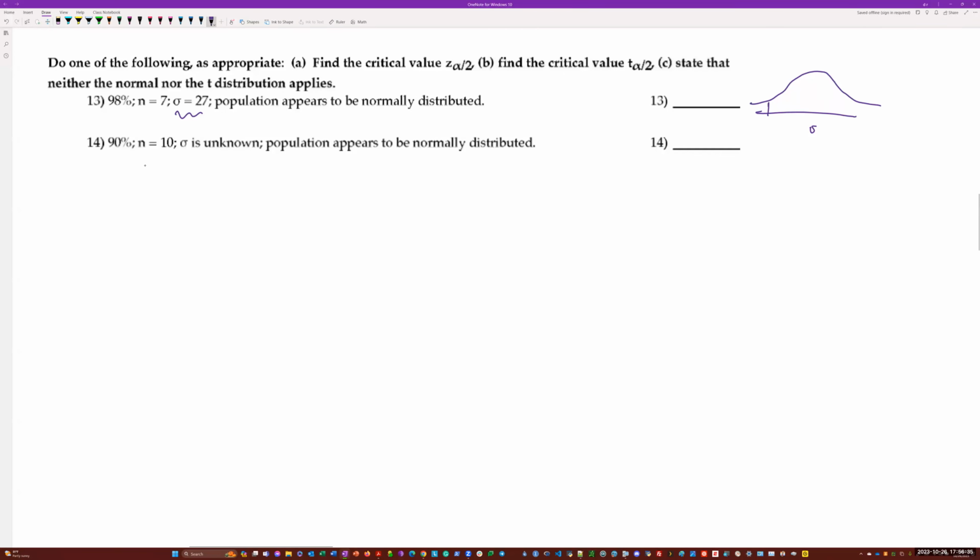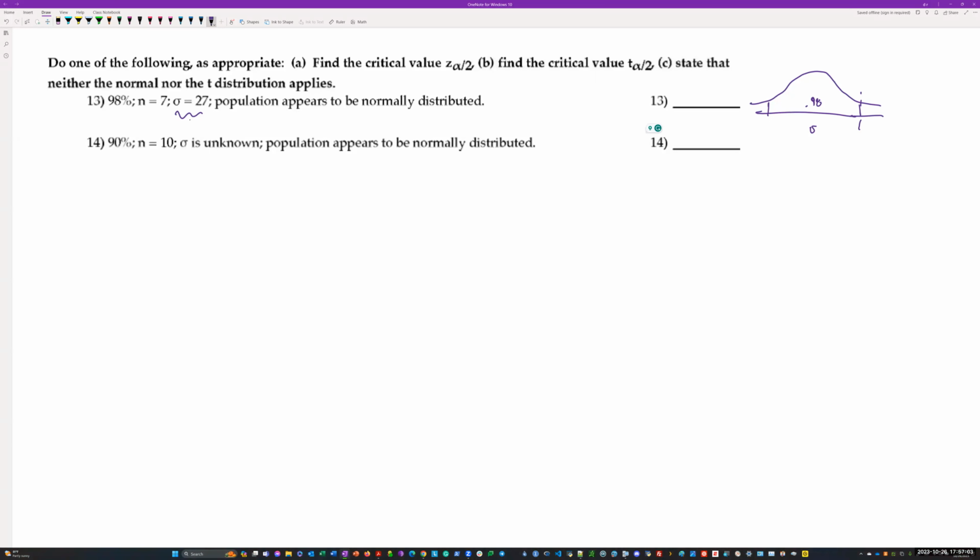98%, so we draw 98% just like we did before. Now they say find the critical value Z alpha over 2 or T alpha over 2, or state whether neither of these two things apply. Well, they told me it's normal and they told me they know what sigma is. So normal distribution definitely applies. So all I would need to do here is find out what this position is here.